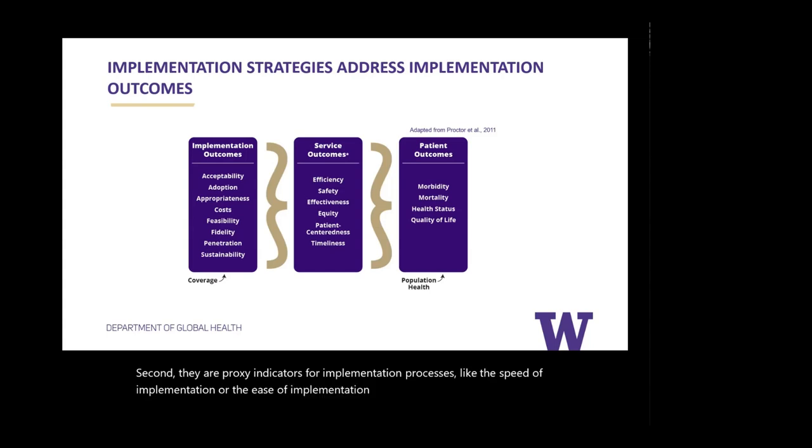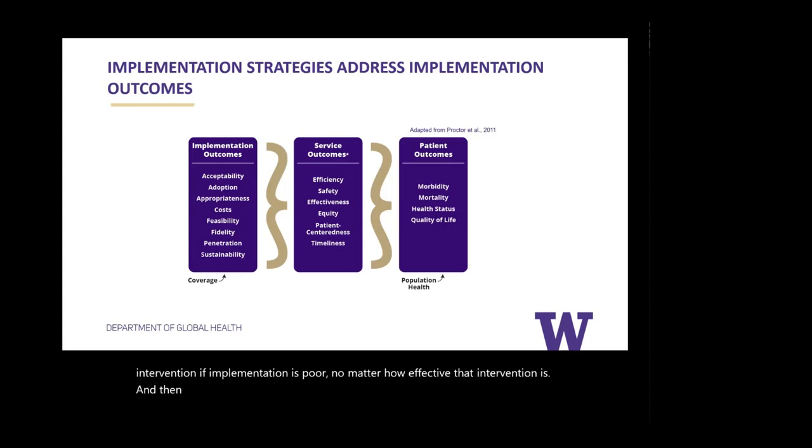And third, they are intermediate outcomes in relation to service system outcomes, like those shown here, or health outcomes as well. In a sense, implementation outcomes serve as necessary conditions or preconditions for attaining or achieving or realizing those health outcomes that we desire or anticipate. It's very difficult to get the kind of health outcomes you're looking for from an intervention if implementation is poor, no matter how effective that intervention is.